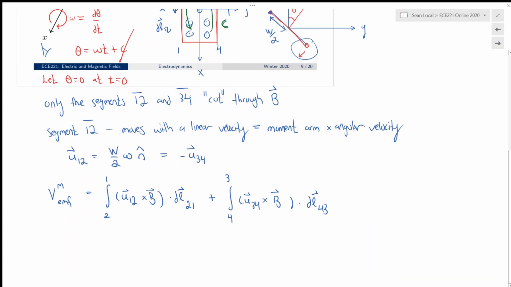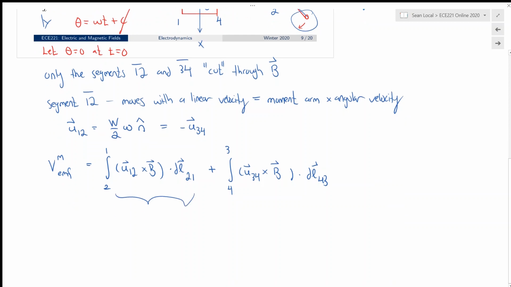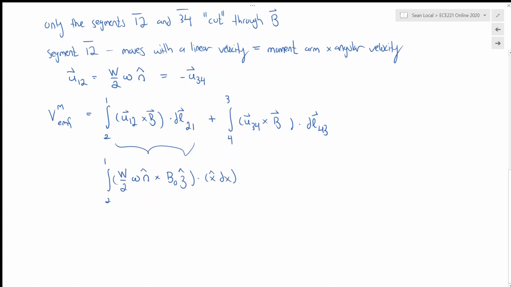evaluate this integral now. Let's consider just this portion here first and evaluate that. So let's substitute in everything that we have. So we're integrating from 2 to 1. U12 we have an expression for, it's W over 2 times omega n hat. And then we're going to multiply this by B naught z hat. And then we're going to take the dot product of this with our dl12, which we can see is in the x direction and has a length dx. Okay, so we're just looking at the first term here.